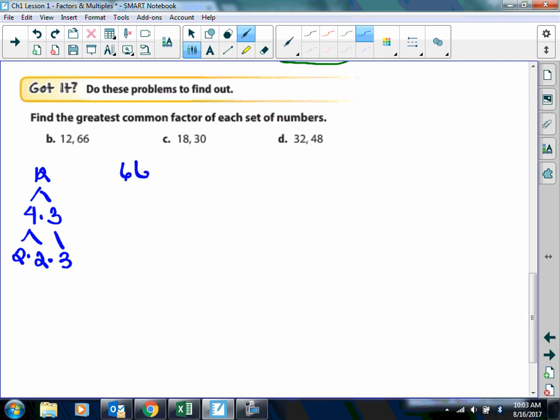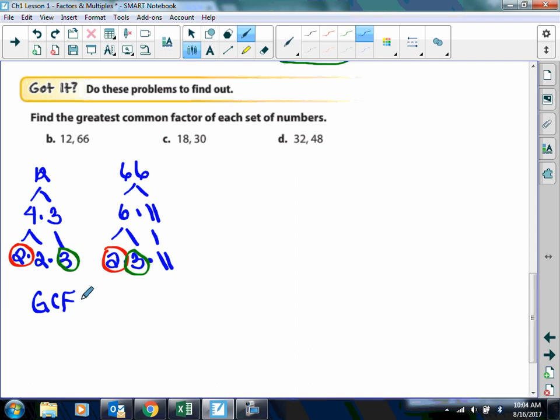66, what can we break down 66 to? So 6 times 11. And then the 6 can be broken down to? Beautiful. So 2 times 3. And then bring down the 11. So you're always going to have a final row there, okay? So now we want to circle what they have in common so that we can multiply them together. So we've got a 2 in common, and what else do we have in common? A 3 in common. So there's a 3 there. Anything else? No? So in order for us to get our greatest common factor, we're going to multiply 2 times 3, and that's going to give me 6.